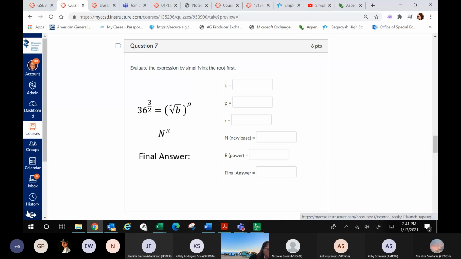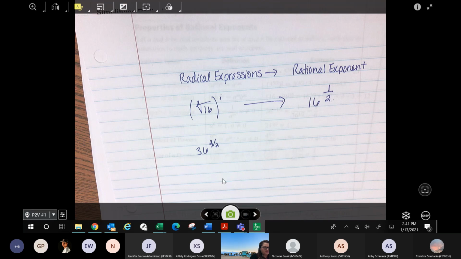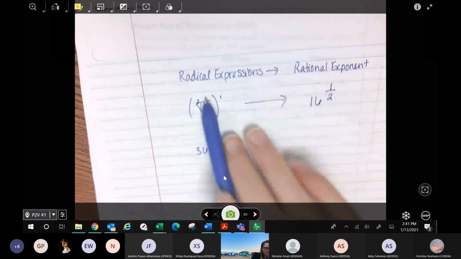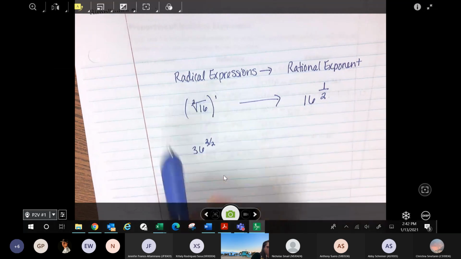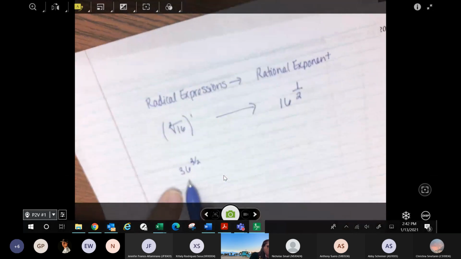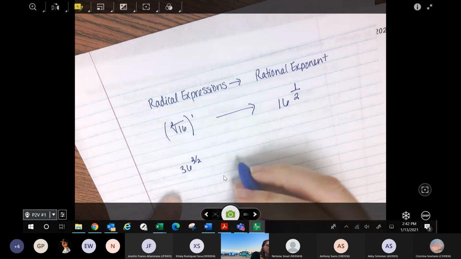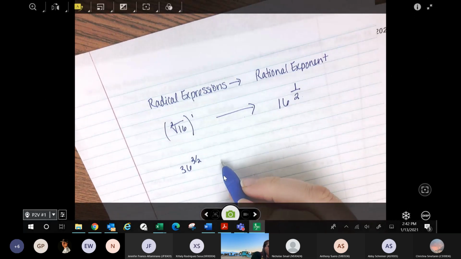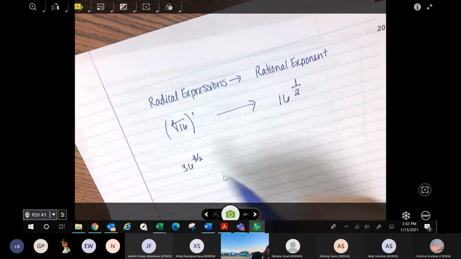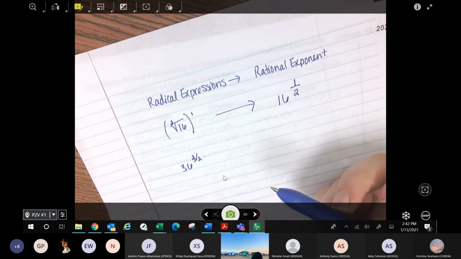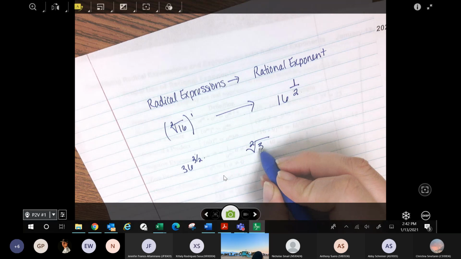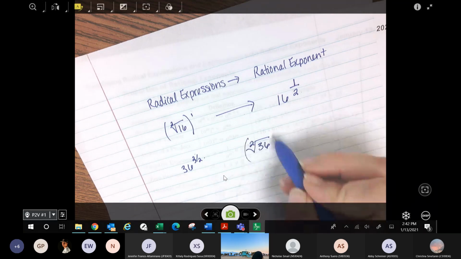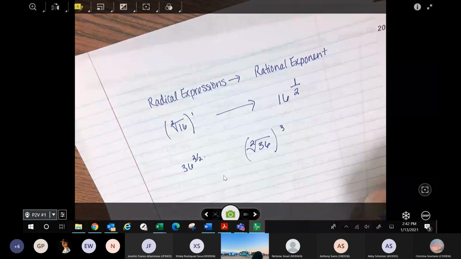So when you're going from radical expressions to rational exponents, they can go either way. You can go from rational exponent back to radical expressions. This is starting out as a rational exponent, so it's going to be easier to make this a radical expression. Okay? So remember, the root is on bottom, the power is on top. So the square root of 36, all raised to the 3rd power.